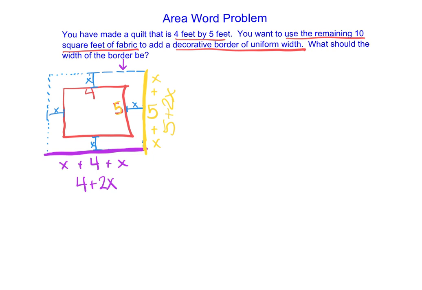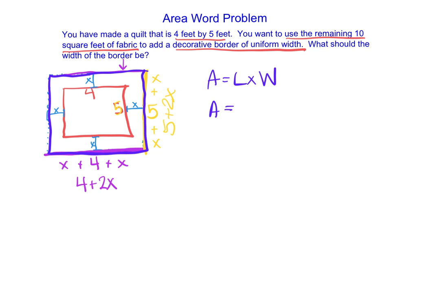And what I'm going to try to do is use my knowledge of area and math to figure out what x needs to be. Now, I know that in order to find the area of this entire piece right here, and we'll keep that in blue, we have to take length times width. And so our area here is going to equal our length, which is the purple side of 4 plus 2x, multiplied by the width, which is this side right here, of 5 plus 2x. So notice I'm taking length times width to find area.